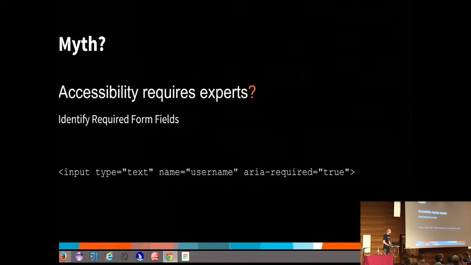The solution is to mark this also with WAI-ARIA, aria-required, and set it to true, so the screen reader informs the user accordingly that he needs to provide a value for this. And this is what needs to be done. Just add the attribute and that's it.